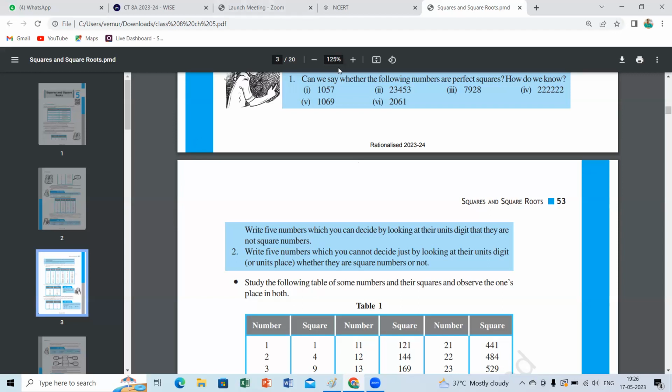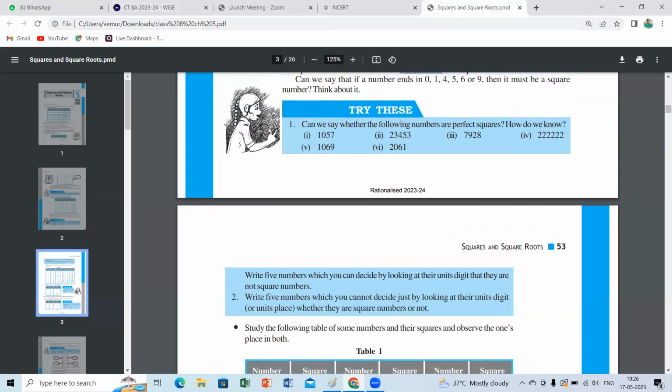Ma'am, I have a doubt, ma'am. Ma'am, I joined late, ma'am. What's your doubt, Nana? Ma'am, I joined late. So what happened in the first one? Can you tell what happened? Ma'am, he joined just a few minutes ago, ma'am. He's asking what we did.